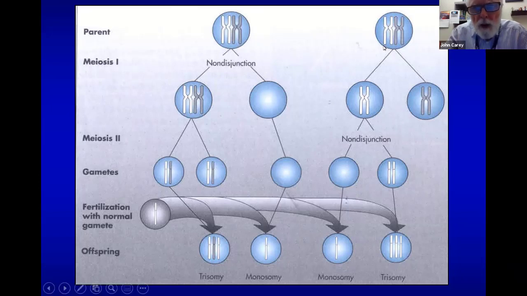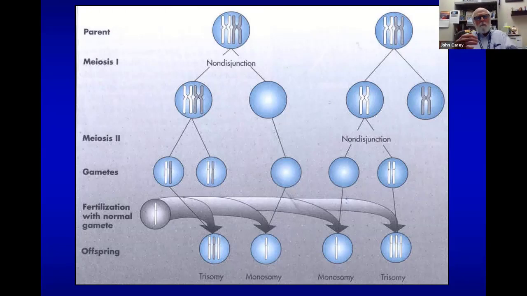Now, why non-disjunction occurs is still not known, and there are thousands of PhDs who have gotten their degrees over the last 5 decades trying to study this process, which was originally observed in fruit flies. I mean, they actually observed it in Drosophila. We assume it in humans; we just see the end results of changes in humans. We don't actually see non-disjunction.